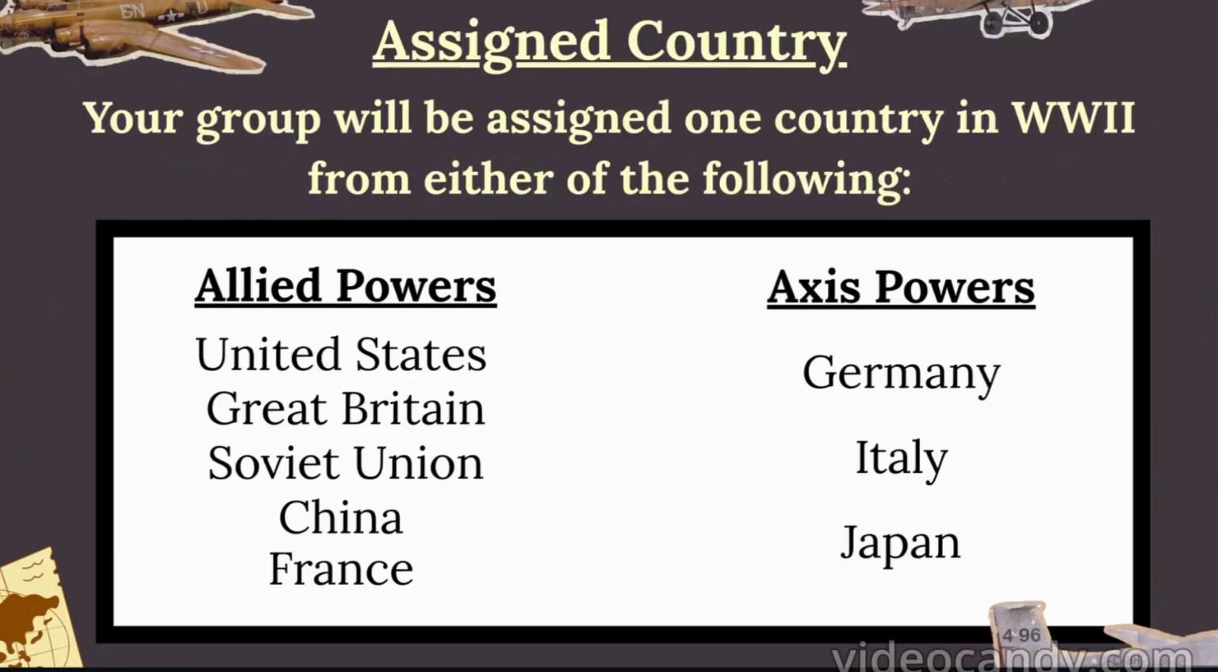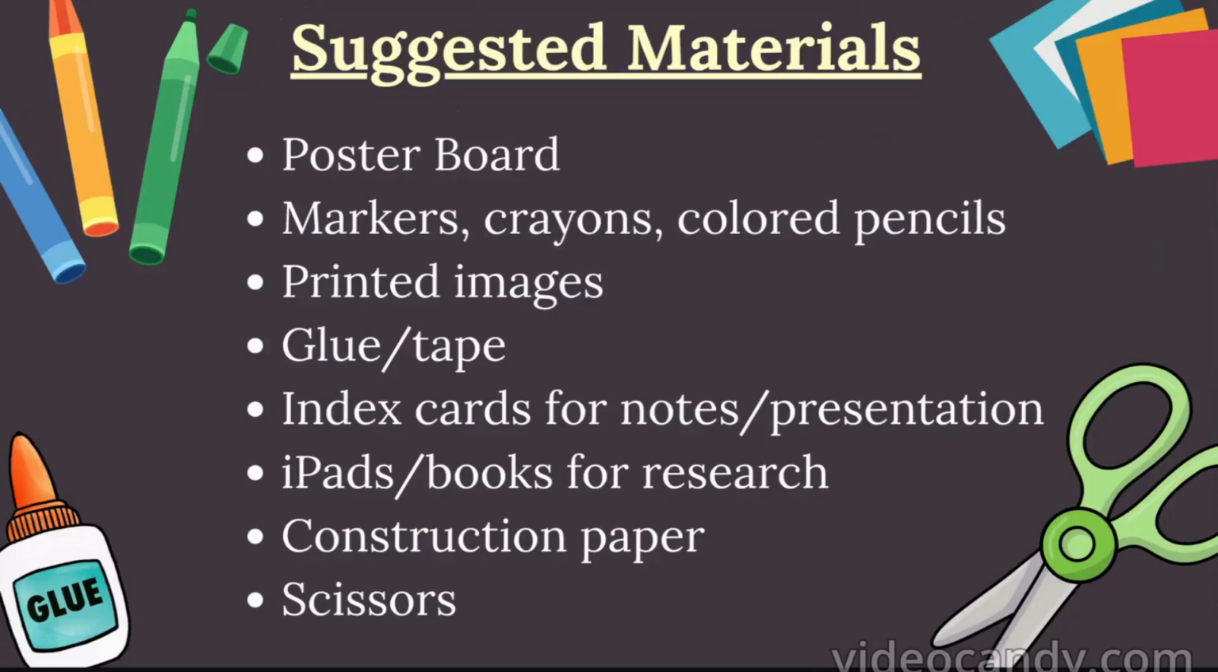Assigned country. Your group will be assigned one country in World War II from either of the following: the Allied powers, so it could be the United States, Great Britain, Soviet Union, China, or France. If you are assigned a country from the Axis powers, it could be Germany, Italy, or Japan.